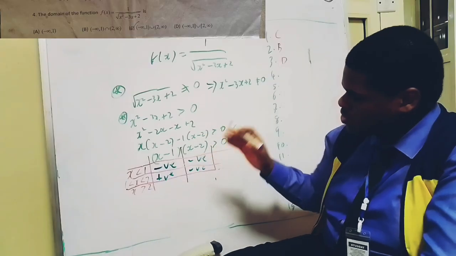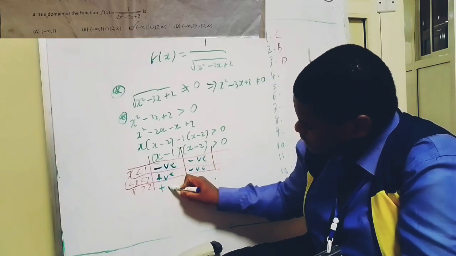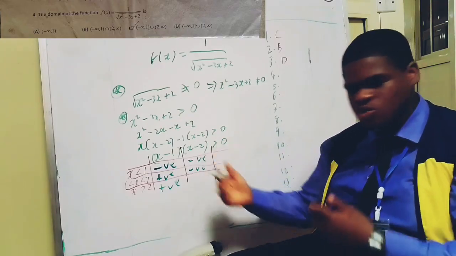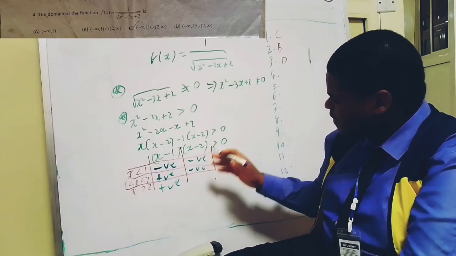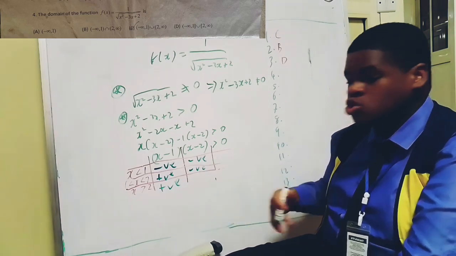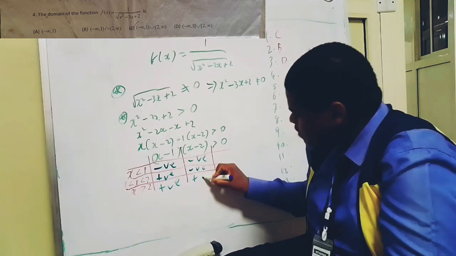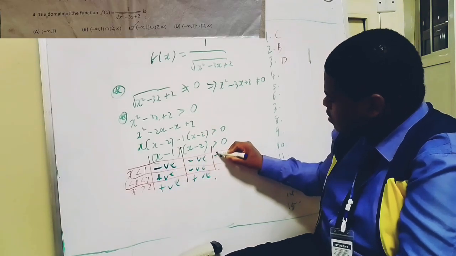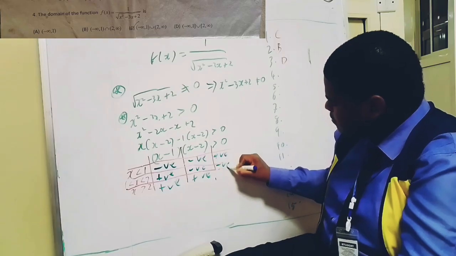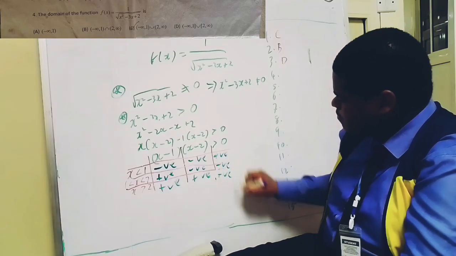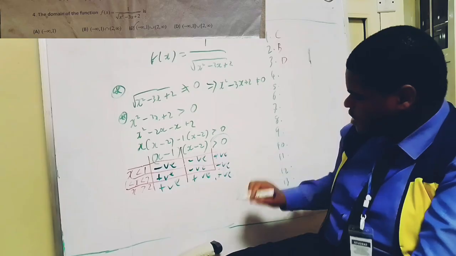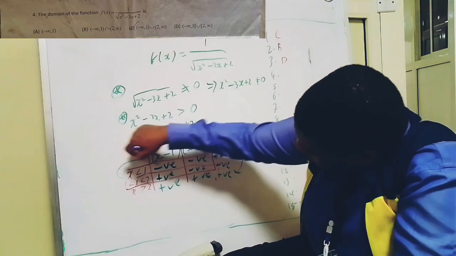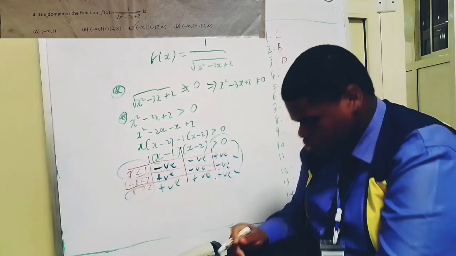If x is greater than 2, then x minus 2 will be greater than 0. Anything greater than 0 is positive, and 1 is greater than 0, so anything greater than 1 is also positive. So x minus 2 will be positive here. The product now: minus times minus is positive, plus times minus is negative, plus times plus is positive. We're looking for greater than 0, that means we're looking for positives. These are the two positives here, that is when x is less than 1 and when x is greater than 2.